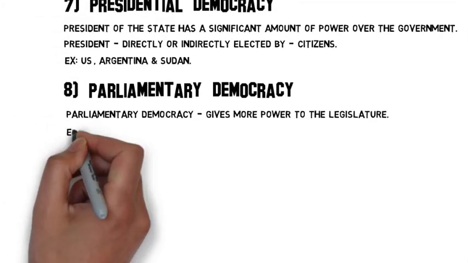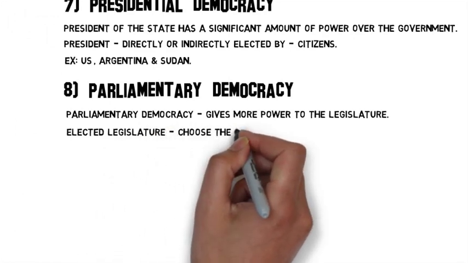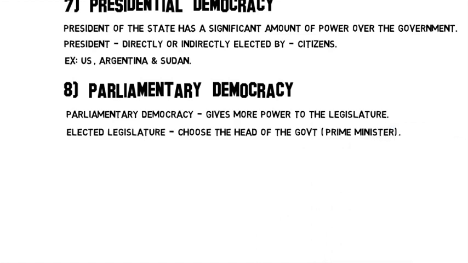Moving on, the elected legislature, that is parliament, choose the head of their own government, and that is prime minister, and also may remove the prime minister at any time by passing vote of no confidence.